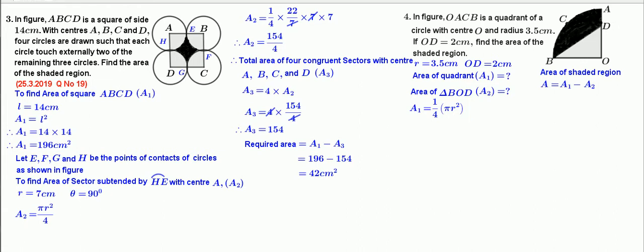Let us find A1, that is the area of the quadrant, which is given by 1 by 4 pi r square. That means 1/4 of the area of the circle with radius 3.5 centimeter will give us the area of this quadrant. Therefore, A1 equal to 1 by 4 into pi into 3.5 whole square. That is 1 by 4 into 22 by 7 into 3.5 into 3.5.